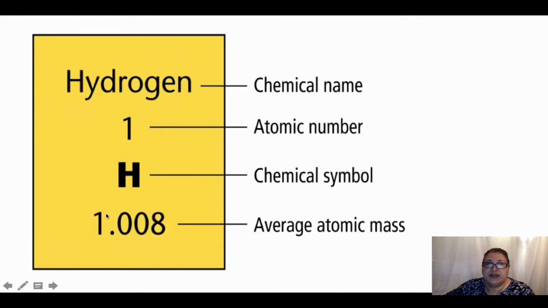So from the periodic table, we see the element's symbol in the middle, atomic number on top, average atomic mass on the bottom. Atomic number tells us the number of protons in a neutral atom, and the number of electrons.